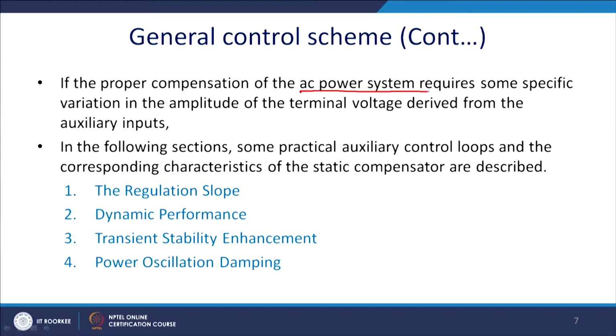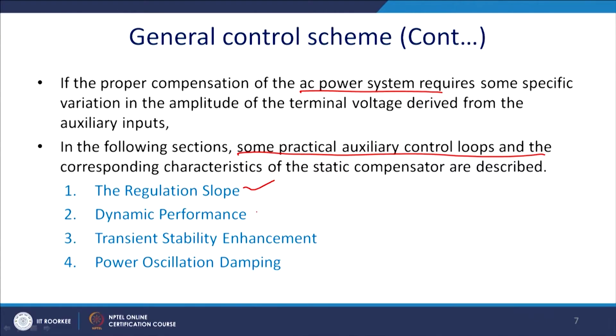If the proper compensation of the reactive power system requires some specific variation of the amplitude of the terminal voltage, that is varied from the auxiliary input. Sometimes a sag may occur, or maybe a disturbance, and then we work on the auxiliary input.